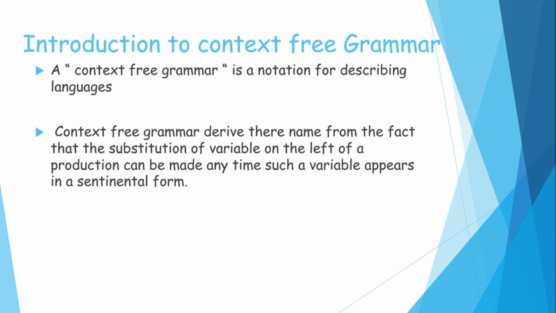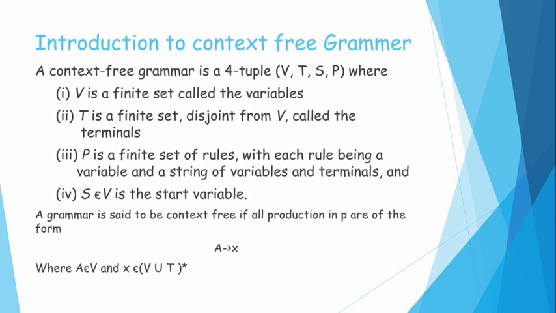A context-free grammar is a four-tuple V, T, S, P where V is a finite set called the variables, T is a finite set disjoint from V called the terminals, P is a finite set of rules with each rule being a variable and a string of variables and terminals, and S that belongs to V is the start variable. A grammar is said to be context-free if all productions in P are of the form A derives X, where A belongs to V, that is variable, and X belongs to (V union T) whole star.